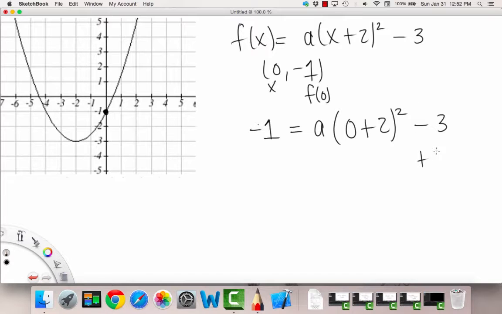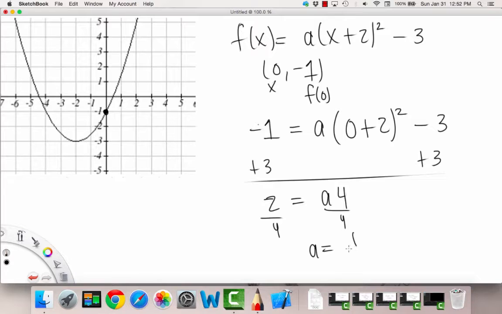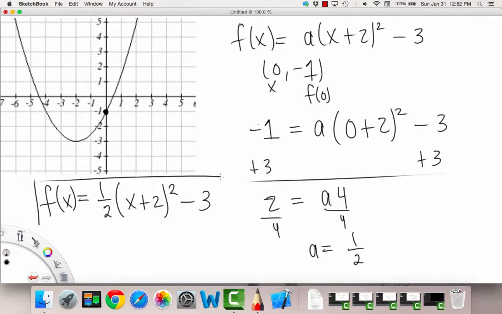If we do that, we just add 3 to both sides, right? So this would be a +2 is equal to a times, and this is going to be a 4, right? So a times 4, or 4a. So you just divide by 4 on both sides. So we get a is equal to 1/2, right? And that completes it. Now we have f of x is equal to 1/2 times x plus 2, quantity squared, minus 3. And that's it. This is our transformation form, or vertex form of our quadratic function.